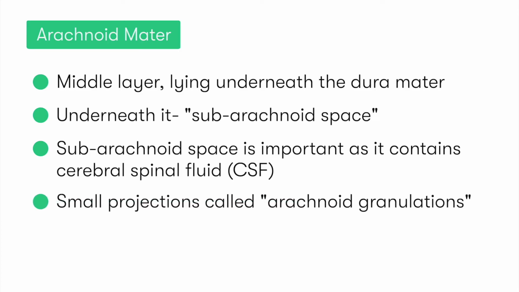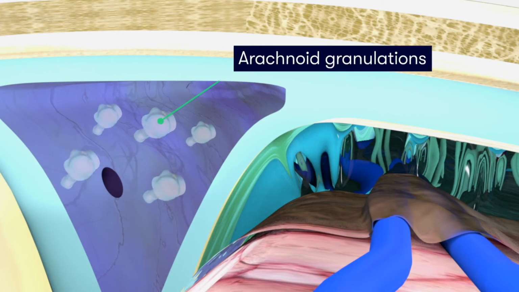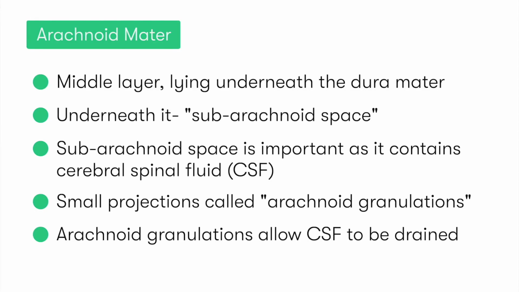There are small projections of the arachnoid mater, which we refer to as arachnoid granulations. These arachnoid granulations project into the dura and allow CSF to enter the venous circulation in the dural space, and thus allow CSF to be drained.